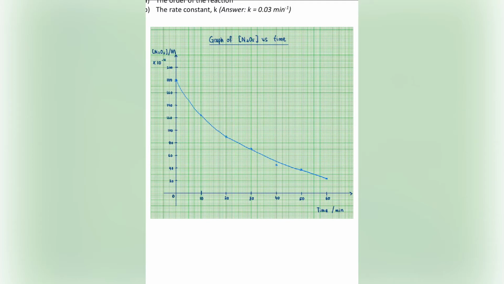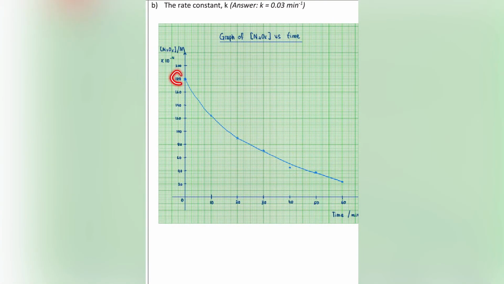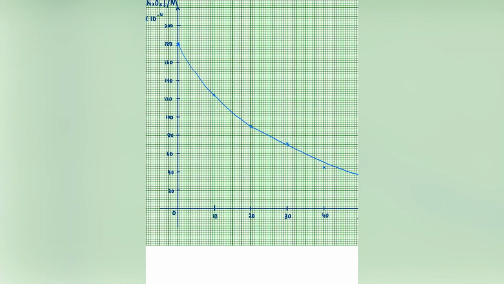To determine half-life from the graph, kita tengok the initial concentration of N2O5. The initial concentration of N2O5 at time 0 adalah 180 exponent -4 molar. So maksudnya 180 ni adalah initial. Half of the initial concentration adalah 90, sebab 180 divide 2 is 90. So kita kena cari where 90 dekat sini. If over here is 80, that means dekat sini adalah 90 dia punya concentration.